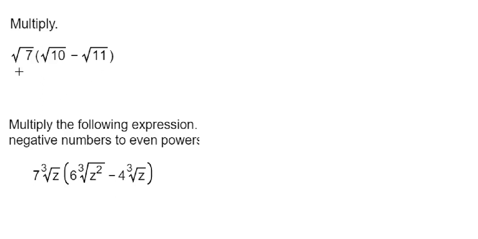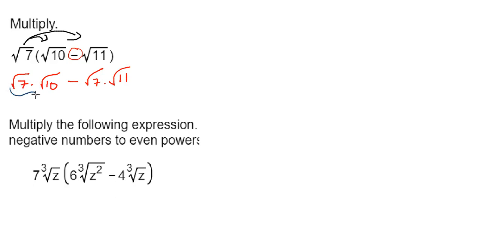So here, we have square root of 7 times the square root of 10 minus the square root of 11. So what we're going to do is we're going to distribute this time. And we will get square root of 7 times the square root of 10. And then the square root of 7 gets multiplied to the square root of 11. And we'll subtract those two things because that's what we have here in the parentheses. All right. So we multiply these.